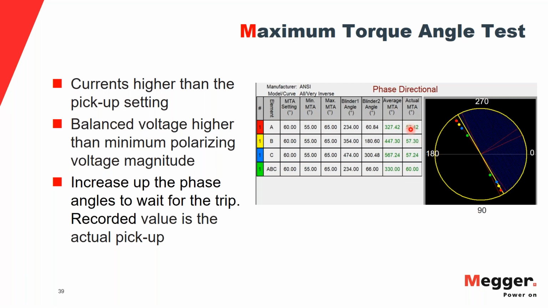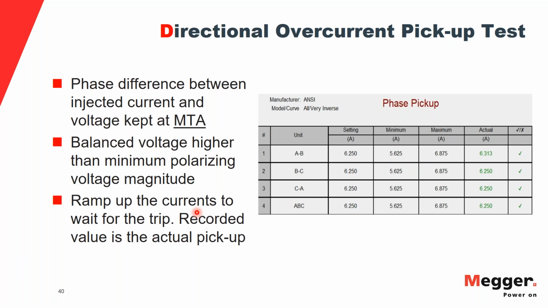So in this example, you see that my setting was 60 degree in the relay, and I actually got an MTA of 57.4, 57.3, and 60 degree on the three-phase element. This is running a phase directional test, and remember, phase directional in most circumstances is the quadrature polarization method, right?